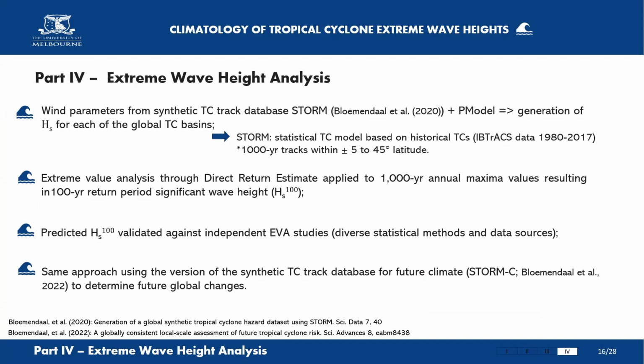For the extreme wave height analysis, we use the wind parameters from a synthetic tropical cyclone track database called STORM to force the parametric model to the generation of the HGS for each of the tropical cyclone basins. This STORM database is a statistical tropical cyclone model based on historical tropical cyclones from IBTrACS track data. We use 1,000 years of tracks between 5 and 45 degrees of latitude, north and south.